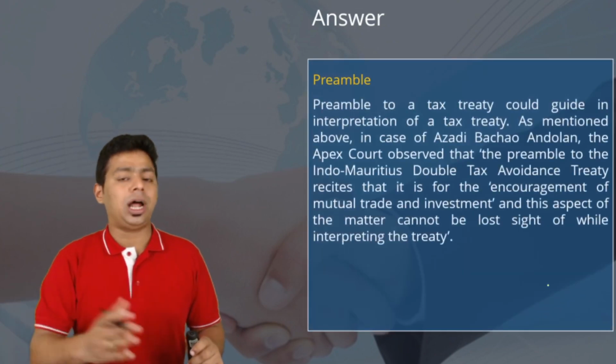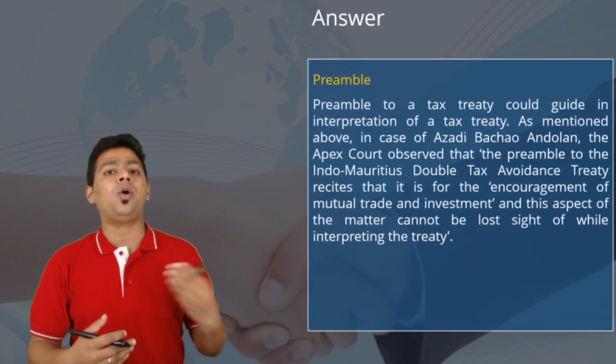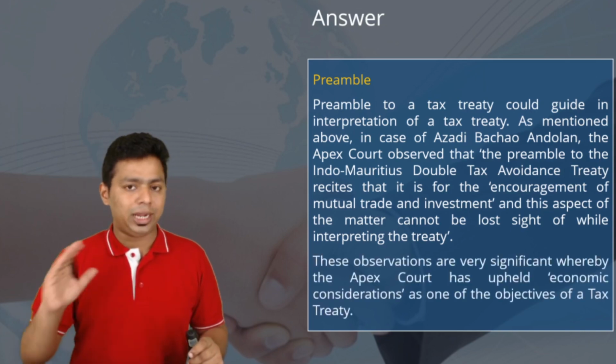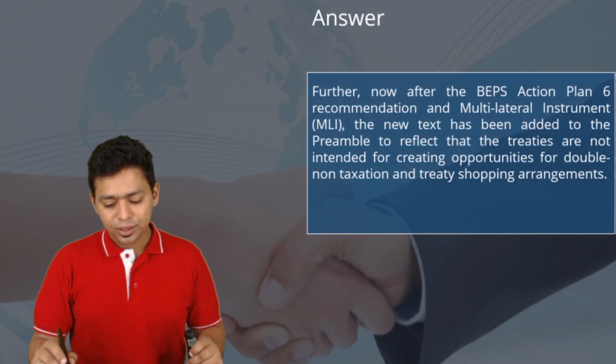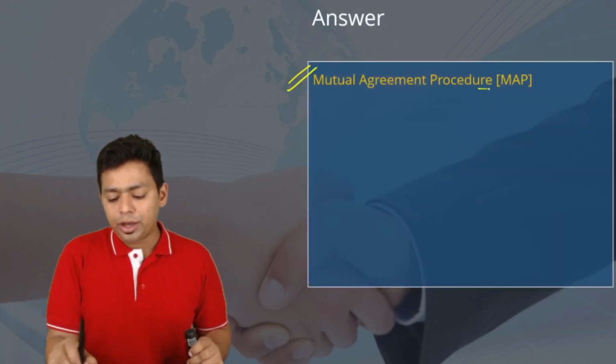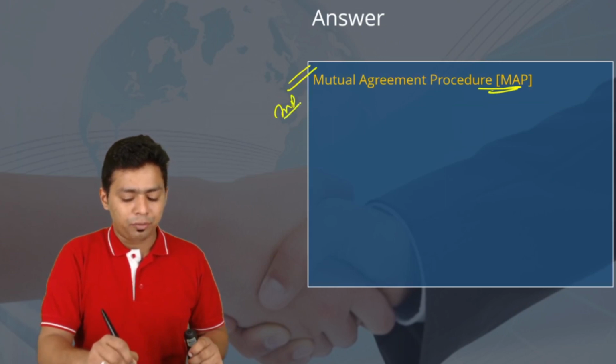Preamble of the treaty. Before starting the treaty there will be a preamble, like the Indian Constitution has a preamble. So that also you have to read to get a fair idea about the treaty. So many things are there, and the last one is the mutual agreement procedure. Mark it important. We call it MAP.